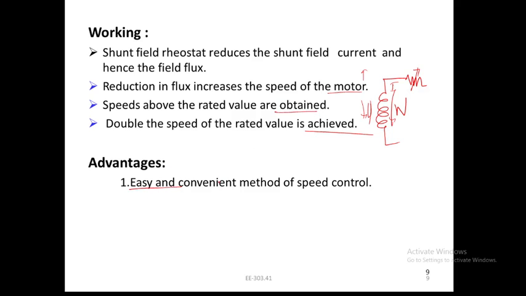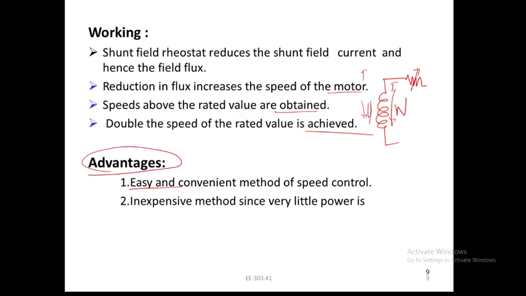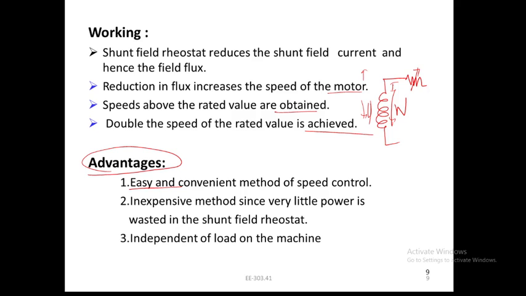It is an easy and convenient method of speed control. That is one of the advantages of this speed control method. It is also an inexpensive method since very little power is used, because the field current here is very small. That's why it is inexpensive. It is also independent of the load on the machine. Whatever the load is, it does not affect this, so it is independent of the load on the machine.